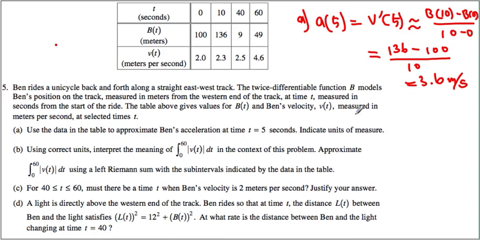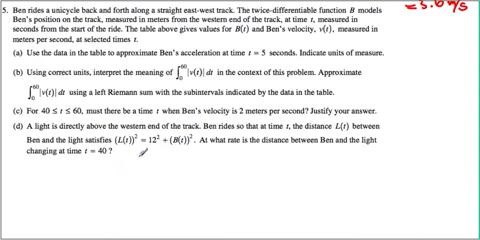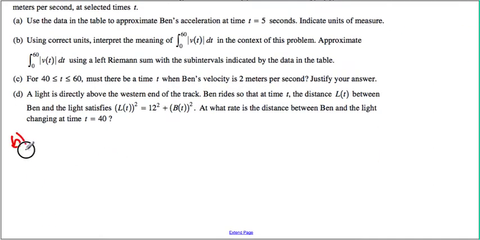Now let's look at part B. What is the meaning of this? You see, velocity, if we integrate the velocity, it would have been displacement. But since we are looking at the absolute value, we are no longer looking at vector quantity but scalar quantity, which basically means speed, which is the scalar quantity.